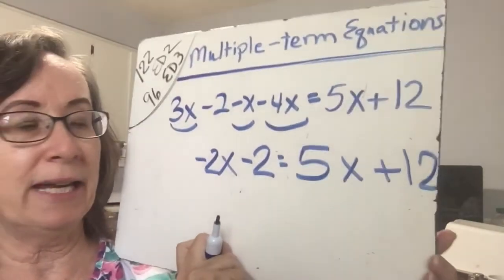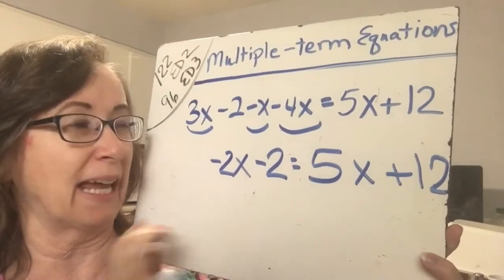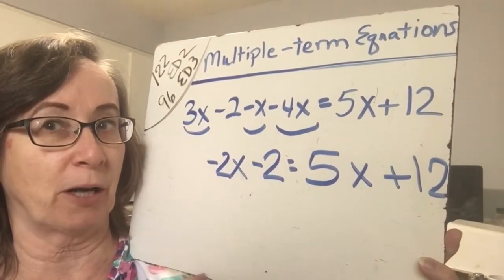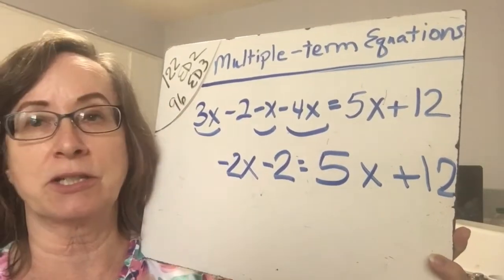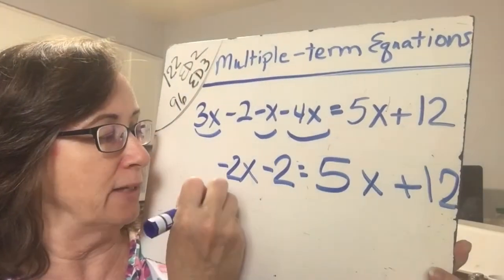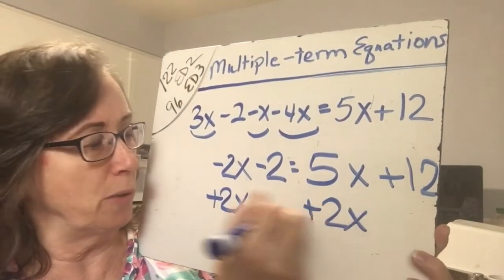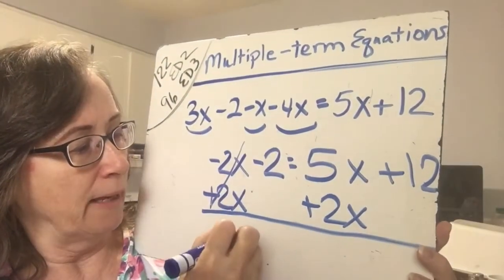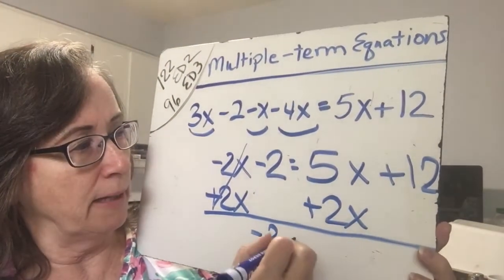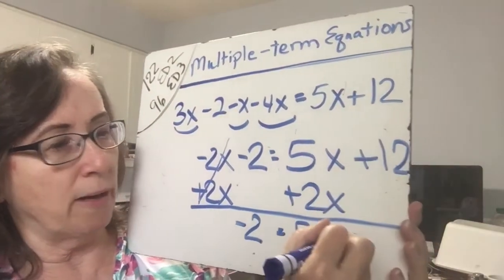Okay, so then here we could either get our variable on the right or the left. I'm going to go ahead and put my variable on the right because then it will be a positive number, and that's just a little bit easier. So I'm going to add a 2x and add a 2x. Remember, don't try to do too many things at one time. This cancels out. Negative 2 comes down, and then 7x plus 12.